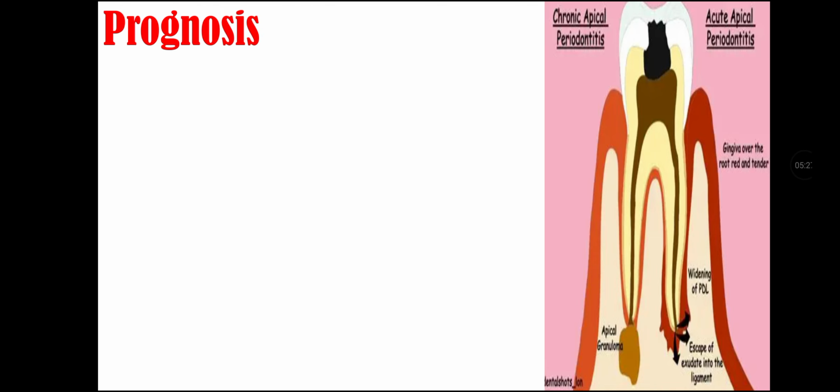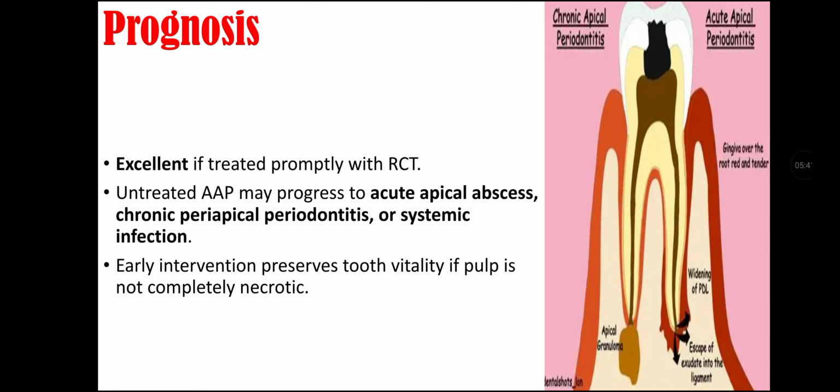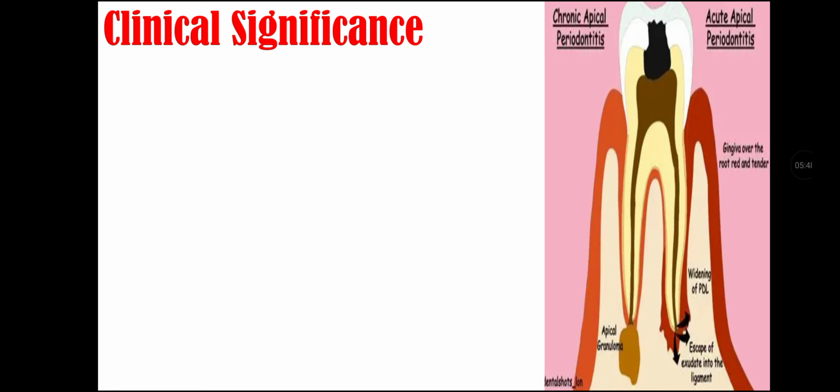Prognosis of acute apical periodontitis. Prognosis is excellent if treated promptly with RCT. Untreated acute apical periodontitis may progress to acute apical abscess, chronic periapical periodontitis, or systemic infections. Early intervention preserves tooth vitality if the pulp is not completely necrotic.